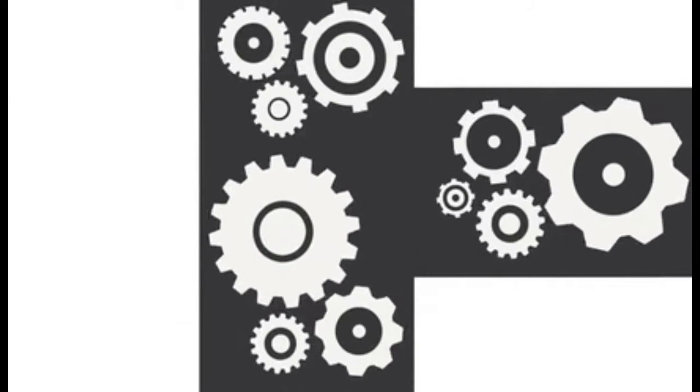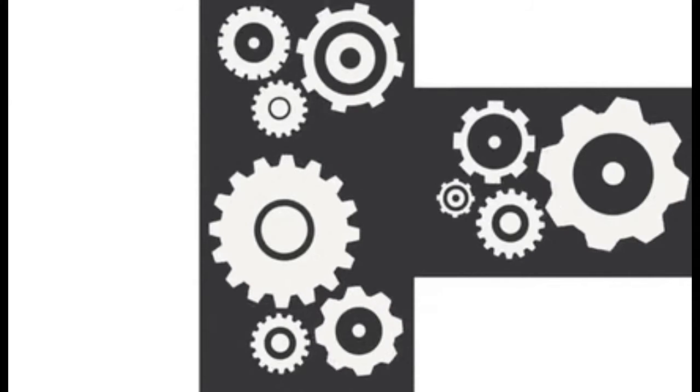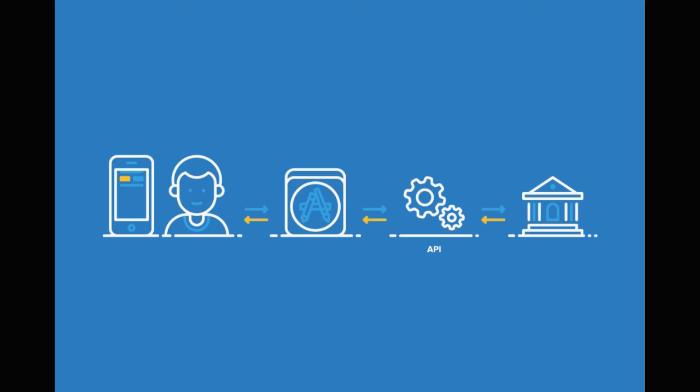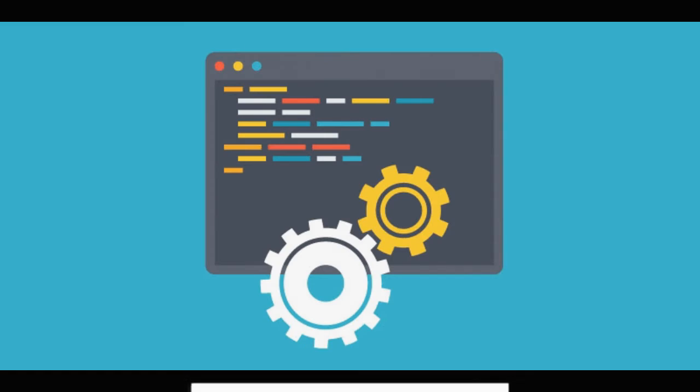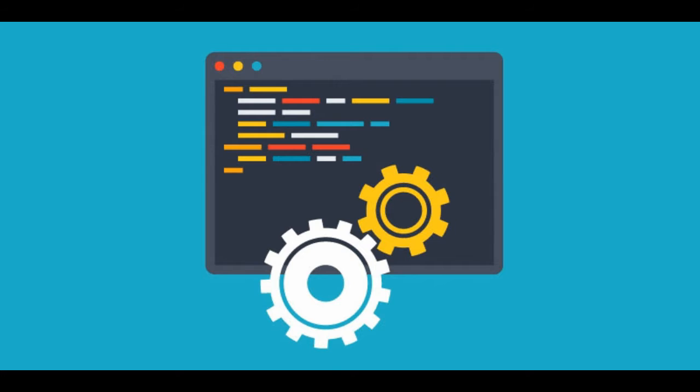First of all, API's full form is Application Programming Interface. In simple words, it acts as an interface between two applications. In technical words, if you ask for data, it gives back the data which you asked for. Let me explain with an example.